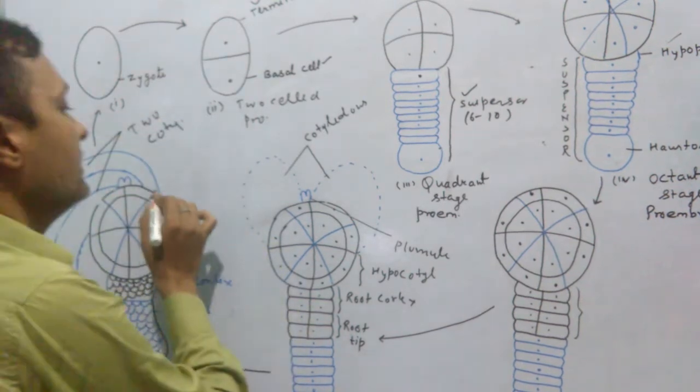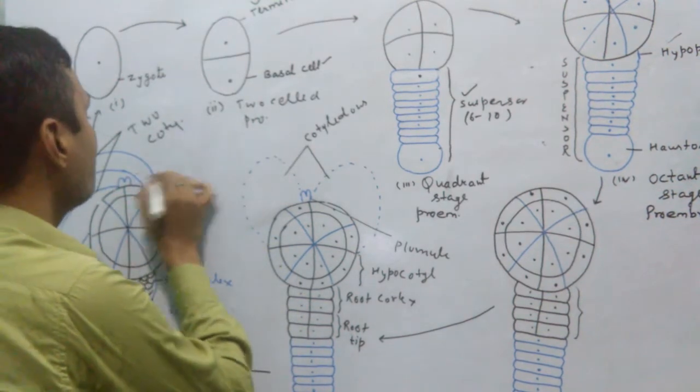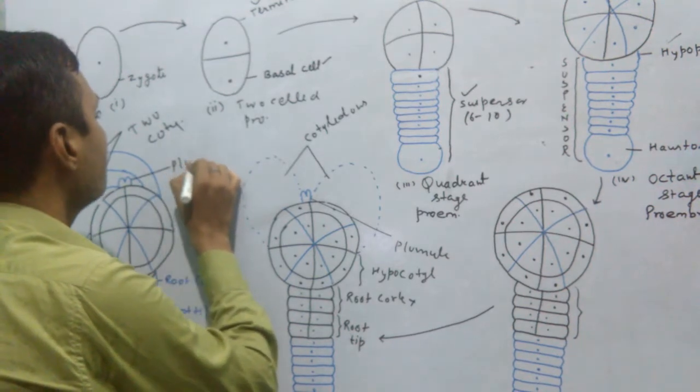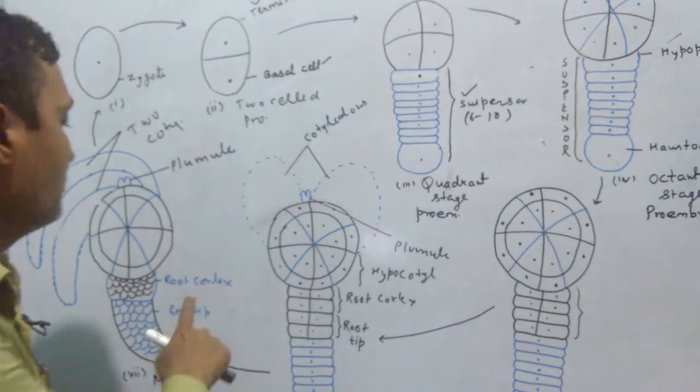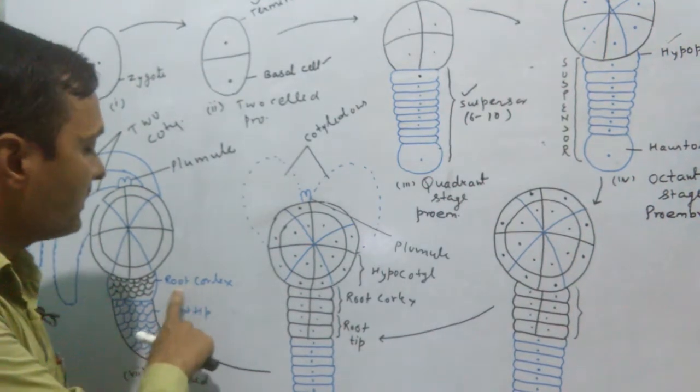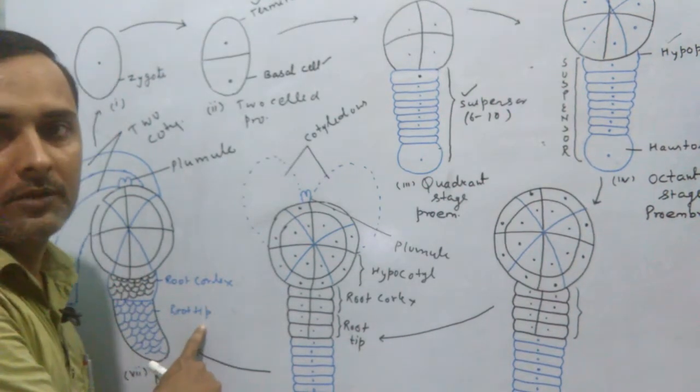Okay, and the upper 8 cells will be how many parts? 2 parts: cotyledons and plumule. So this is the plumule. And the lower part, you know well, the lower part will give the root cortex and root tip.